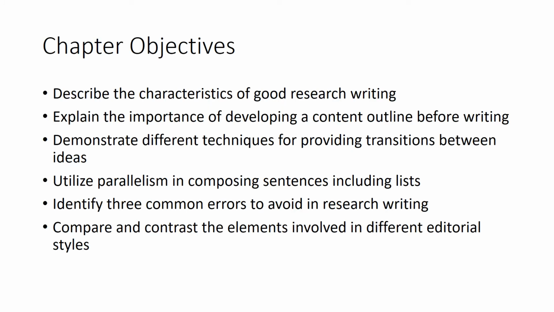Following this chapter, you'll be able to describe the characteristics of good research writing, be able to explain the importance of developing a content outline before writing, also be able to demonstrate different techniques for providing transitions between ideas, utilize parallelism in composing sentences, including lists, also be able to identify 3 common errors to avoid in research writing, and lastly, compare and contrast the elements involved in different editorial styles. This also ties back to last lecture on referencing.